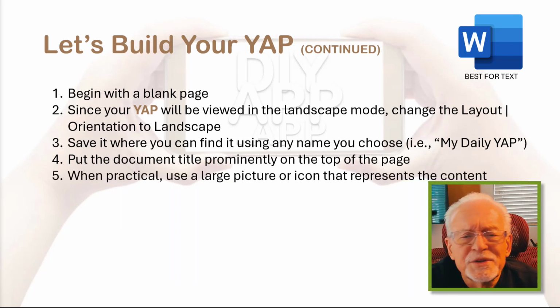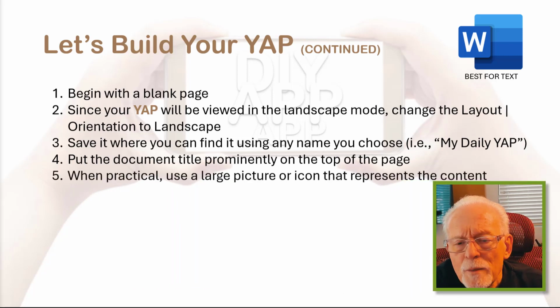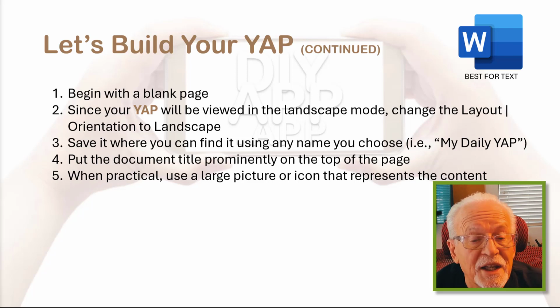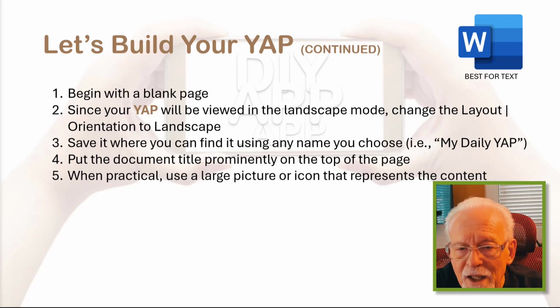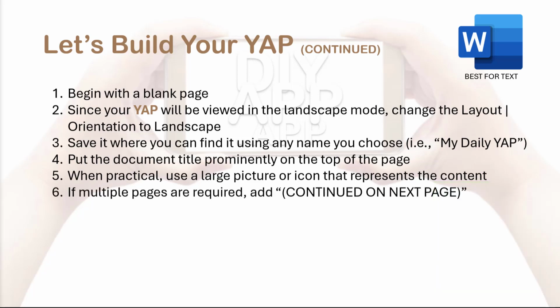When practical, use a large picture or an icon. Remember, you're scrolling through a YAPP on your phone, and you like for it to jump out. You can find it quickly because your YAPP will have a lot of different uses. If multiple pages are required, then put continued on next page at the bottom of each page. Save each one in PDF format in that folder.